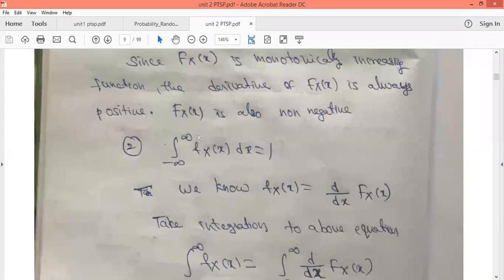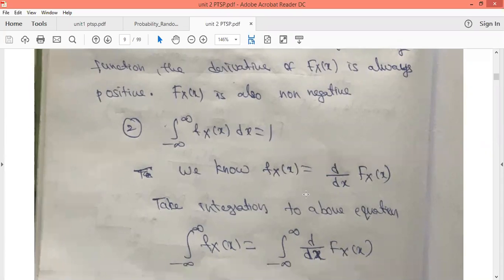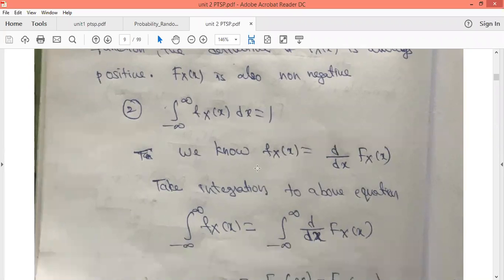The second property says that the integral from minus infinity to plus infinity of fx of x dx is equal to 1. From this, we know that the density function is the derivative of the distribution function. Now we do integration on both sides of this equation.